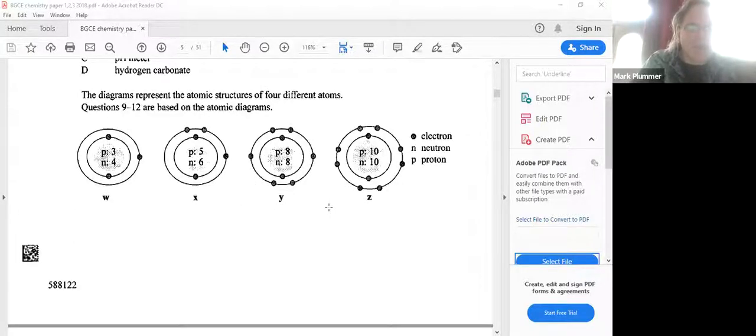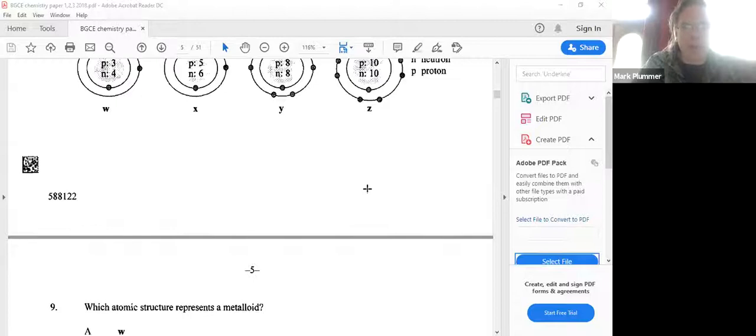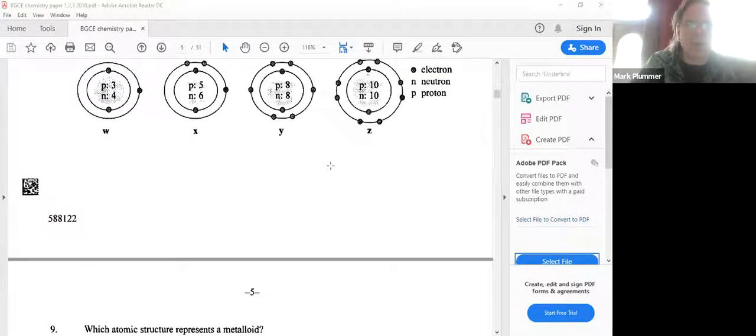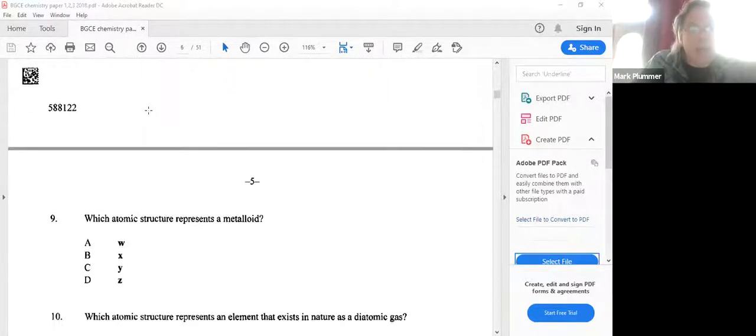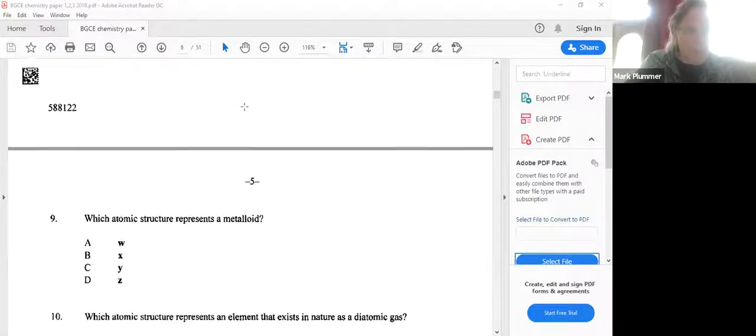All right. Which atomic structure represents a metalloid? So, where are the metalloids? What you can look at is the nucleon number, what used to be called the mass number. When you look at where they are, the answer to number 9 is X. Boron is the element. Okay, so have a look.